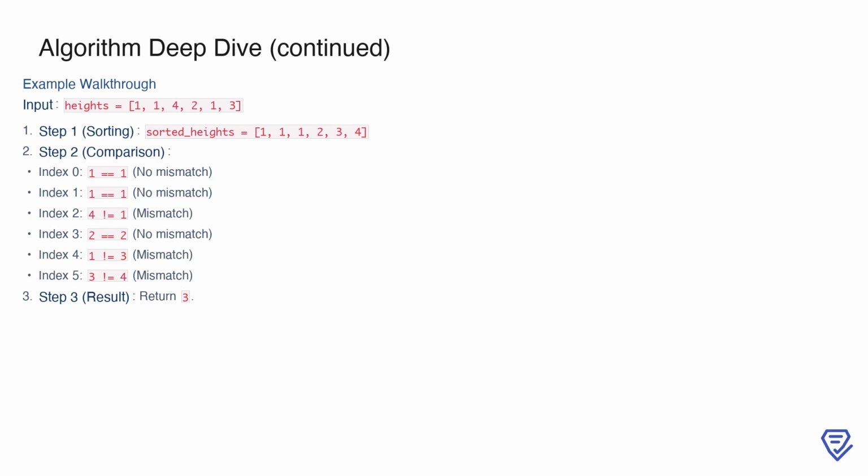However, at index 2, the original value is 4, while the sorted value is 1, which is a mismatch. At index 3, both values are 2, so no mismatch occurs. At index 4, we find another mismatch between 1 and 3. Finally, at index 5, the original value 3 does not match the sorted value 4, resulting in one more mismatch. Summing up, we find mismatches at indices 2, 4, and 5, giving a total mismatch count of 3, which is returned as the final result.